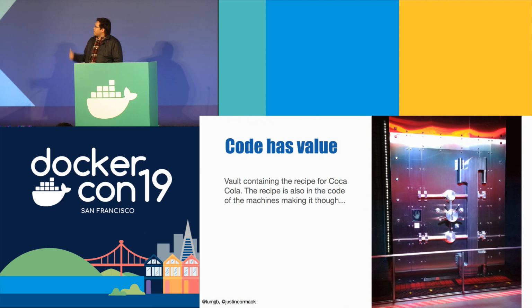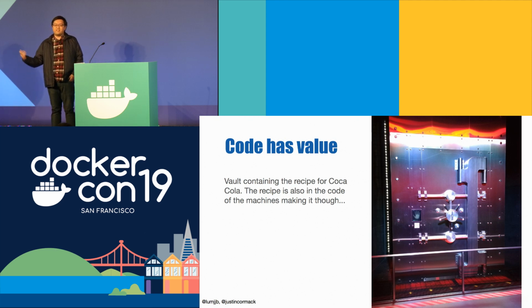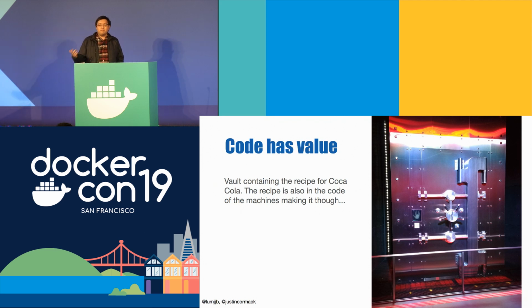An example of this, which was from Justin: Coca-Cola, for example, has a secret recipe, and the secret recipe is put in a gigantic physical vault. So as with Coca-Cola or Pepsi, you have something that's a trade secret that can't really be patented or copyrighted.